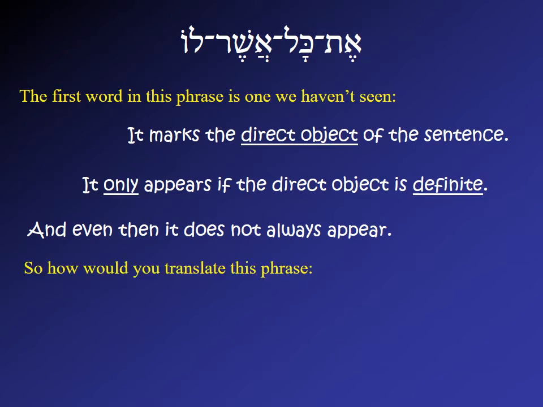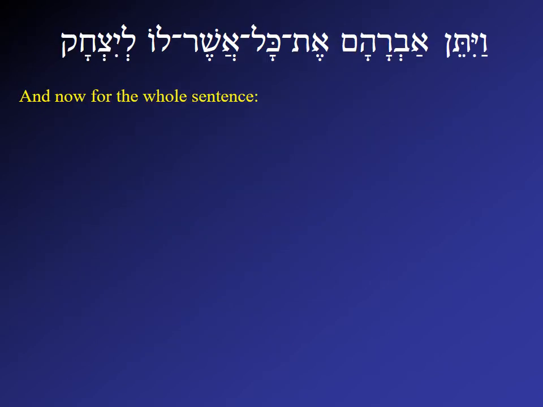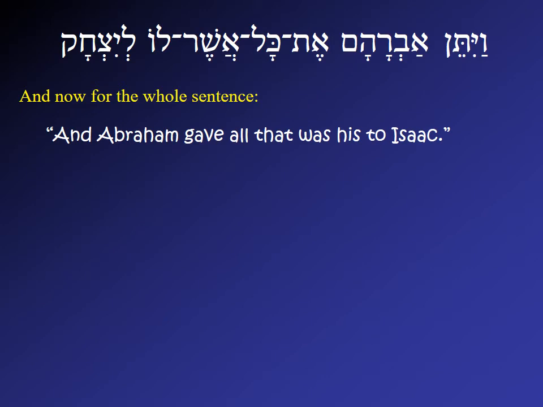So how would you translate the phrase, et kol asher lo? Et does not need to be translated. It's just a sort of flag, a marker. So kol asher lo: everything that was to him, or everything that was his, or everything that he had. So our whole sentence, Vayitain Avraham et kol asher lo laYitzchak: and Abraham gave all that was his to Isaac.